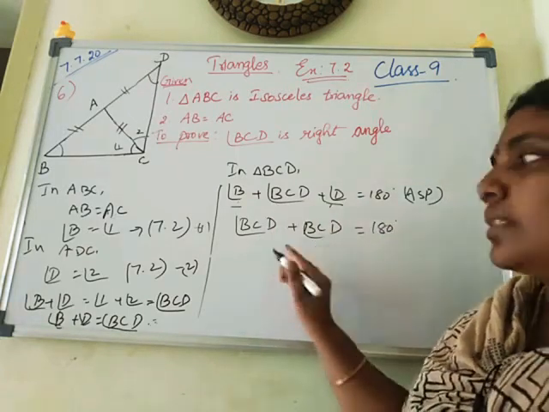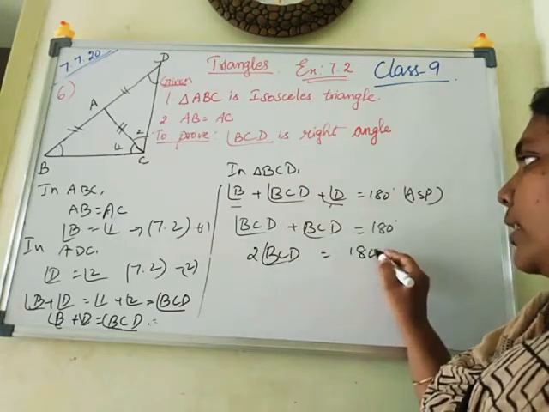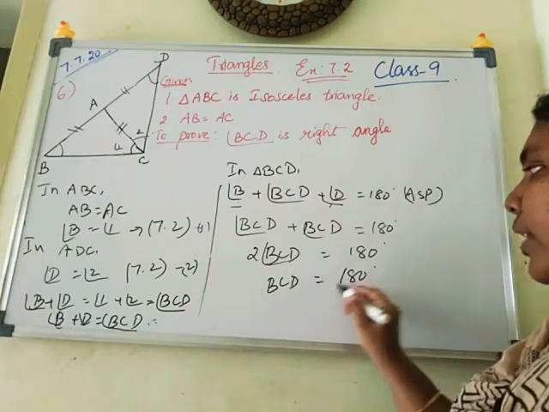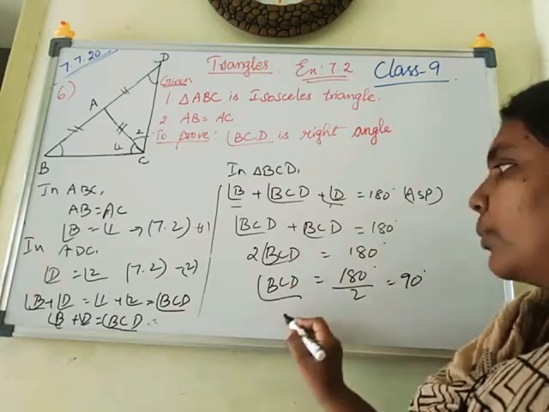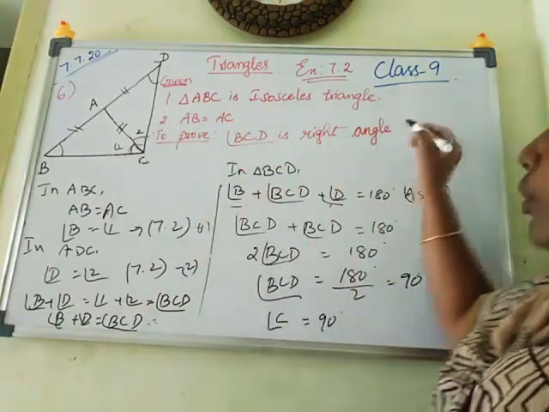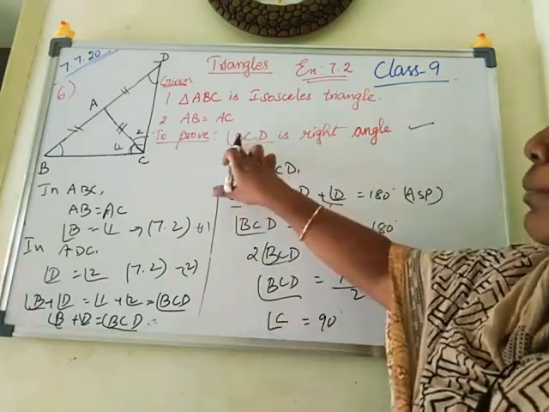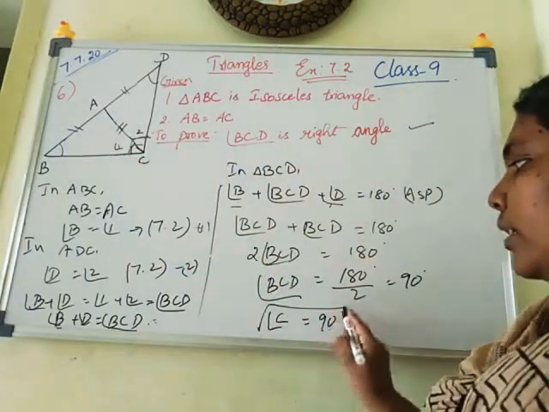So 2 times BCD is equal to 180 degrees, which means BCD is equal to 180 divided by 2, that is equal to 90 degrees. So automatically we have proved that angle C is equal to 90 degrees. The statement to be proved is, here we proved, angle BCD is a right angle. So angle C is 90 degrees. It is proved.